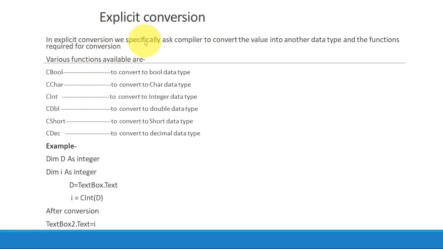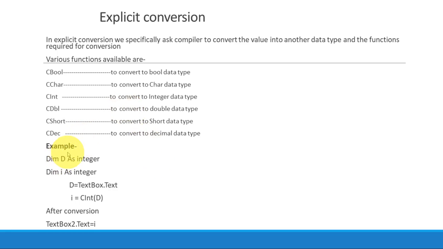In explicit conversion, we specifically ask the compiler to convert the value into another data type, and we use functions required for the conversion. I have mentioned just a few of the many functions which are used to convert from one data type to another. Say CBool to convert to boolean data type, CChar to convert to character data type, CInt to convert to integer data type, CDbl, CShort, and CDec, and so on. There are so many other functions for the conversion.